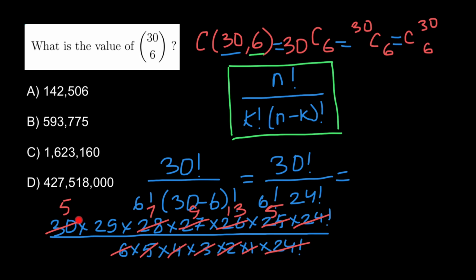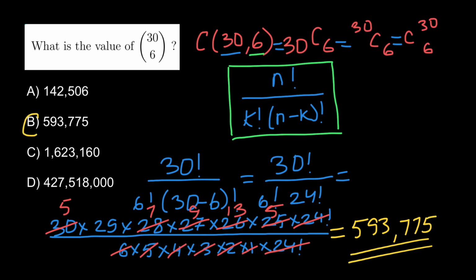So now we just have to multiply all these numbers and we are going to get an answer, which is 593,775. And as you see, this is answer B.